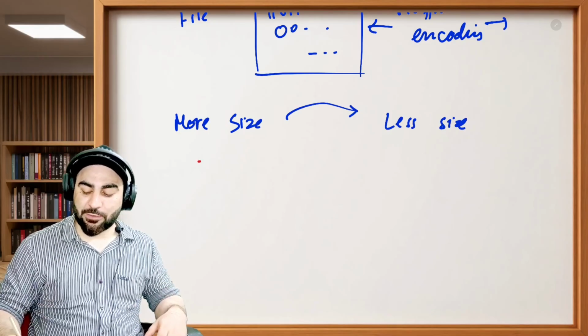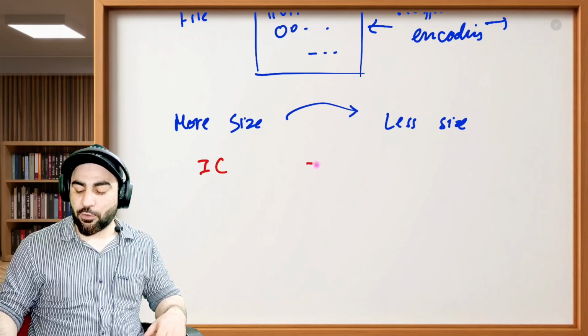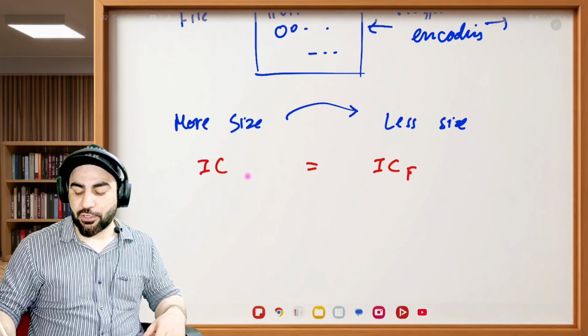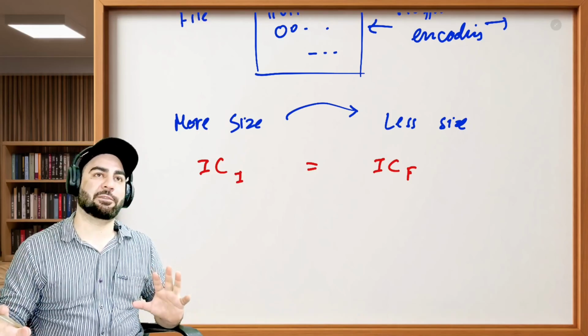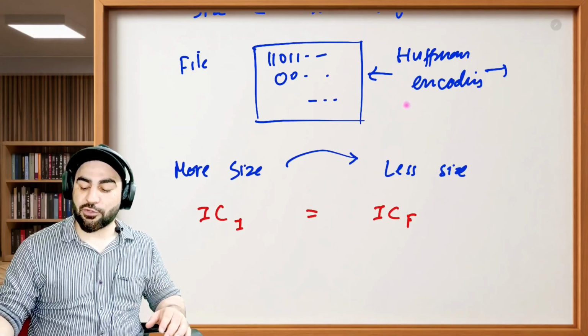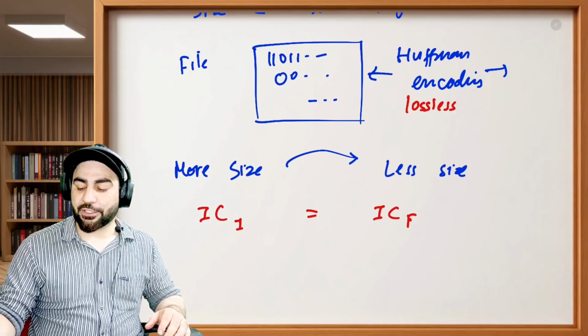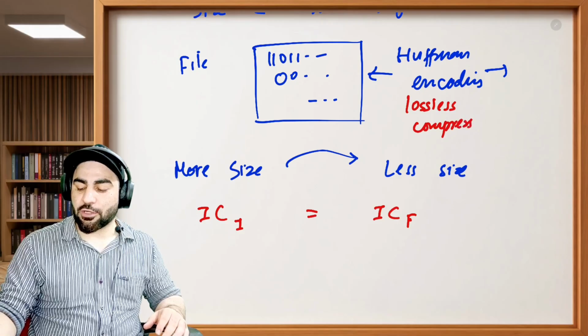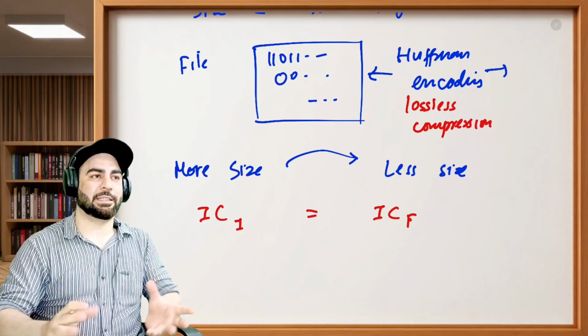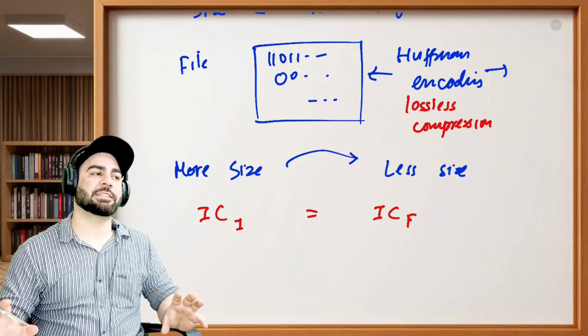The information content that was previously there is equal to the information content at the final stage. So the initial information content was equal to the final information content. So this Huffman coding is called lossless compression. Why is it called lossless compression? Because you are not losing anything. Information content is still the same, but you are just saving some space.